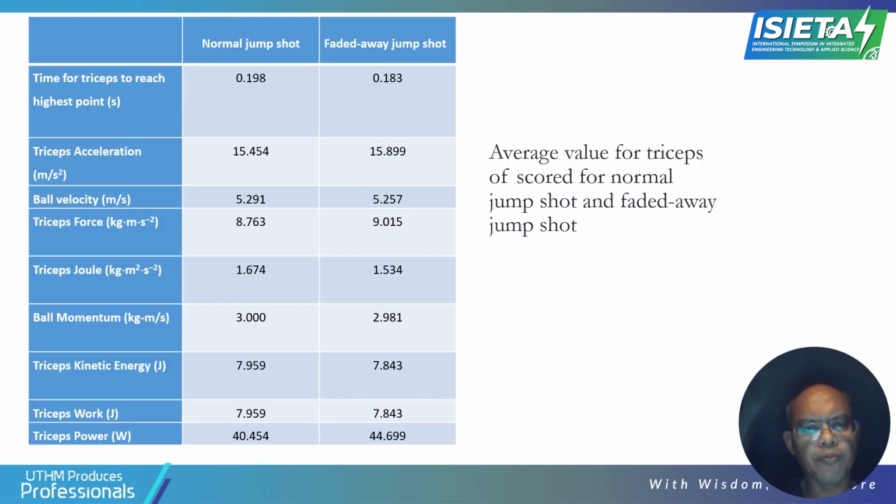This table shows the two types of jump shot: normal jump shot and fadeaway jump shot. The values are the average values for the triceps. The first one is time for triceps. The others are the tricep acceleration, ball velocity, tricep force, tricep jolt, ball momentum, until the tricep power. This column is for the normal jump shot, and the second column is the fadeaway jump shot.